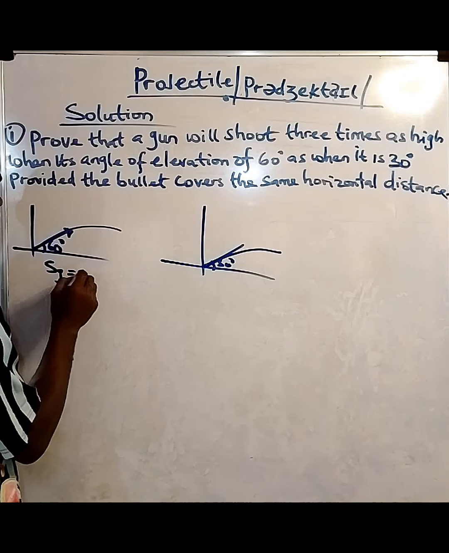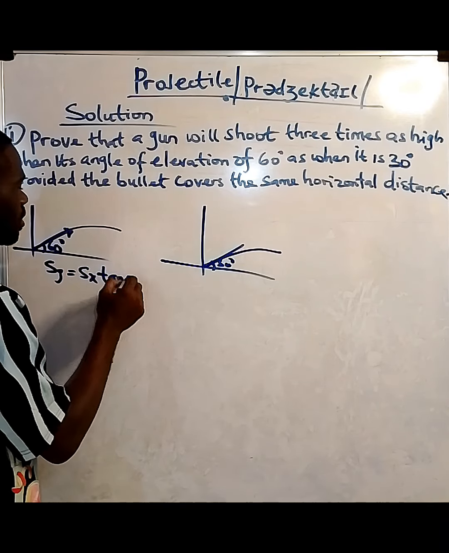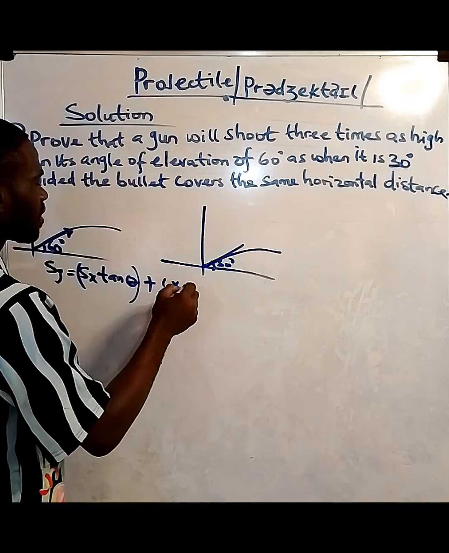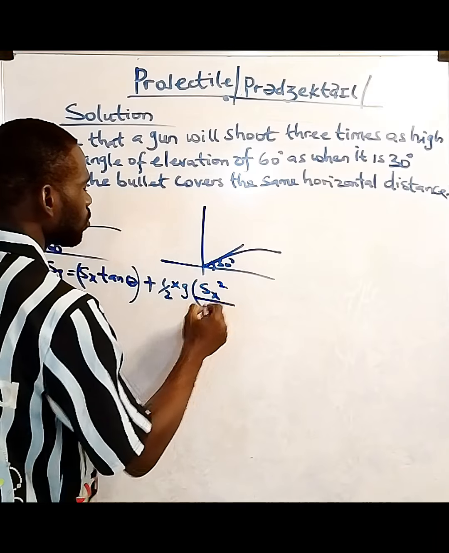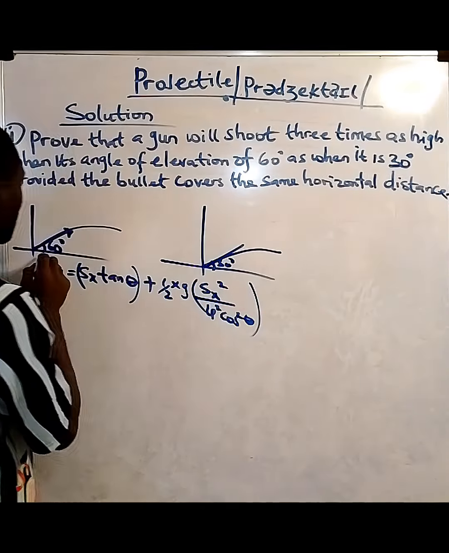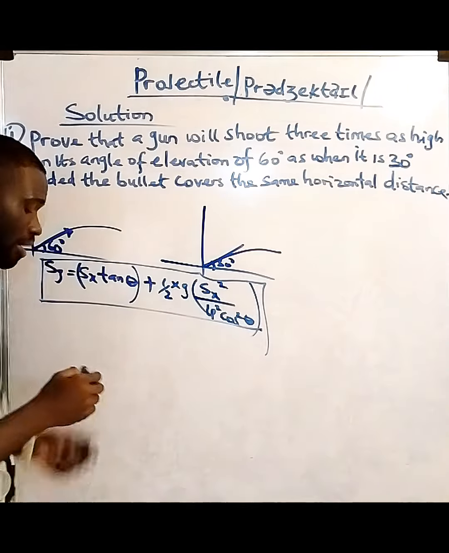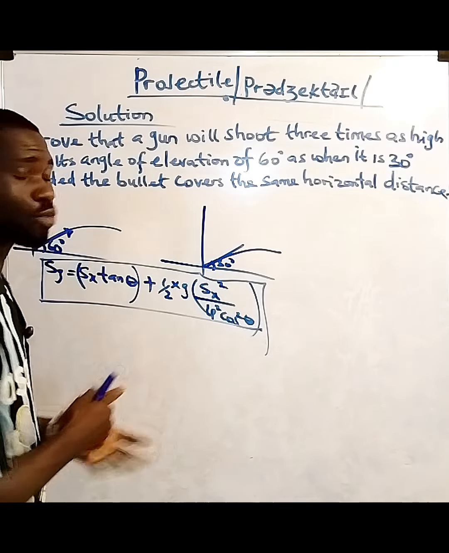Distance along y is distance along x-axis tan theta, the first phase, then plus 1 over 2 times gravity, the distance along x raised by 2 over initial speed squared cos square theta. That's a very popular formula. We've used it a couple of times in our previous lesson. So by now, we should be very much aware of this formula. It should be more than an acquaintance to us.